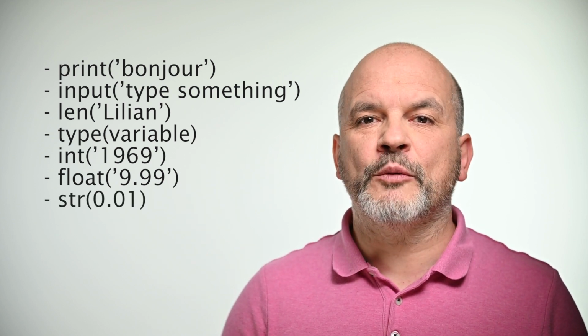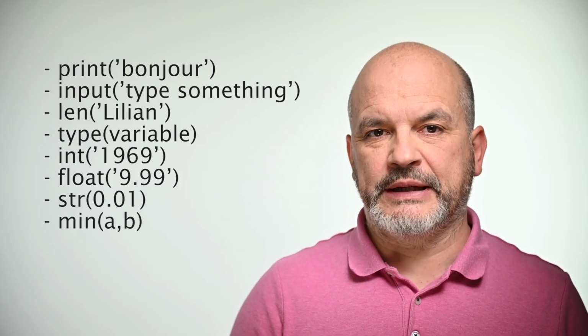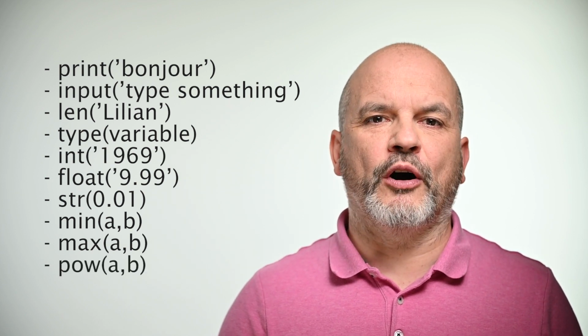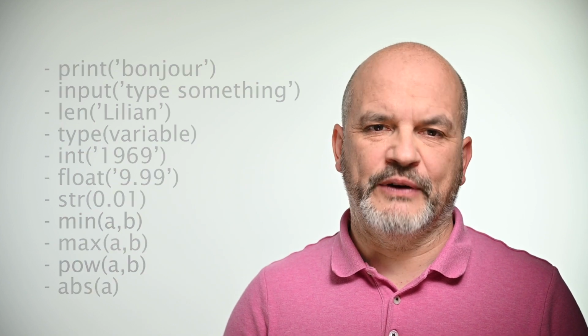Str converts an object to a string. Min returns the minimum value between a and b. Max returns the maximum value between a and b. Pow returns a to the power of b. And finally, abs returns the absolute value of a.